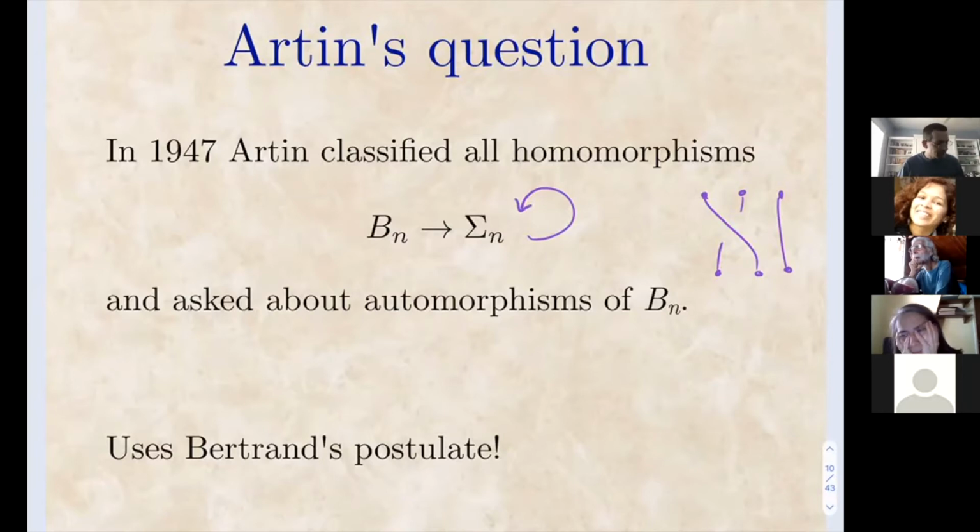And he asked about homomorphisms from the braid group to the braid group. More specifically, he asked about automorphisms of the braid group.